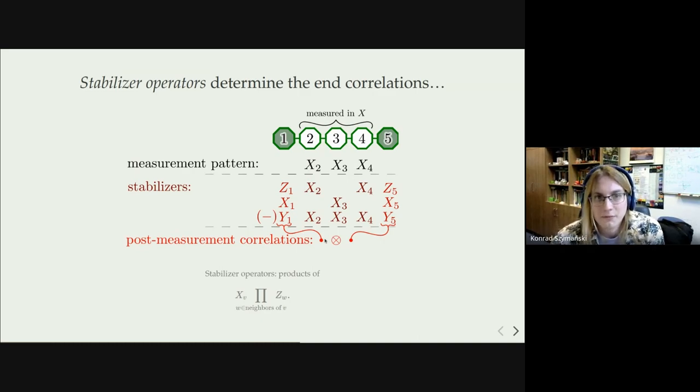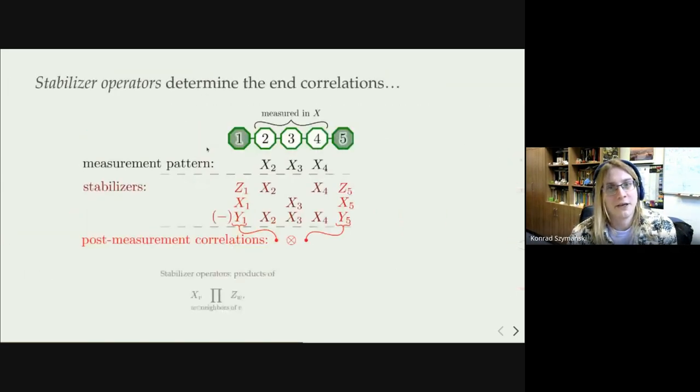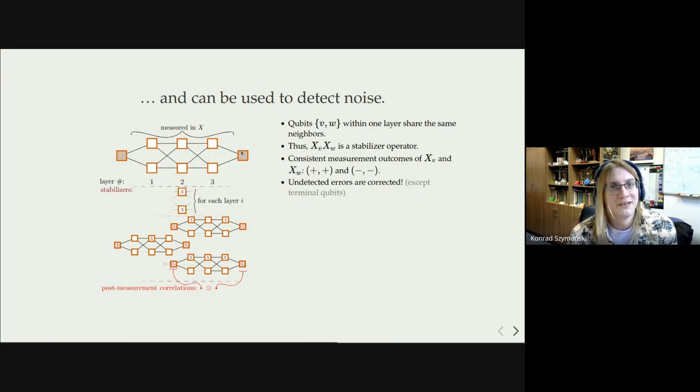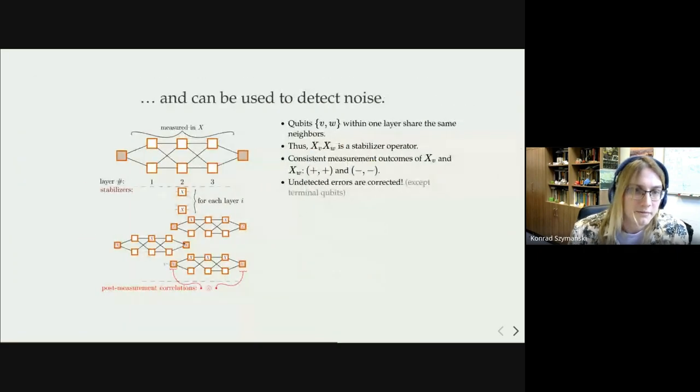But you can do more, because you can not only analyze the stabilizer group structure and infer what the post-measurement correlations are, but also use the stabilizer structure for probabilistic checks. So this is a more complicated graph. It's still of length three between the initial and target qubits, 1 and 5, so 3 layers of qubits between the terminal ones. Similarly, as previously, we can analyze the post-measurement correlations and find they are exactly the same: XX, ZZ, and YY, as previously.